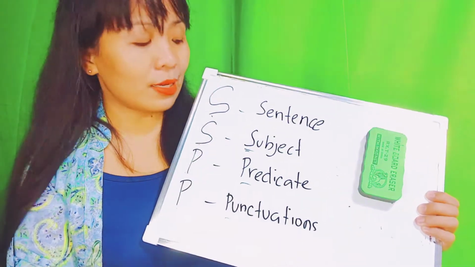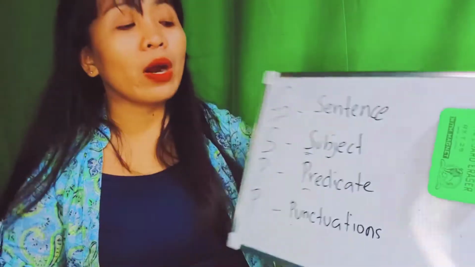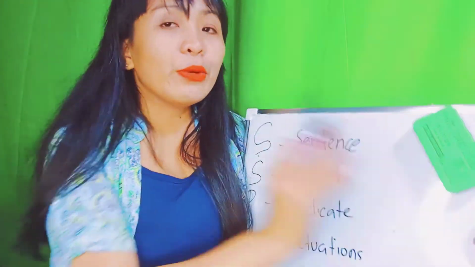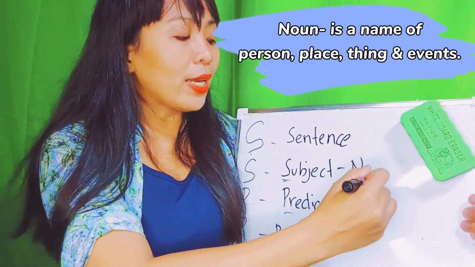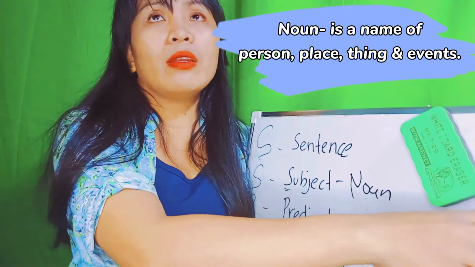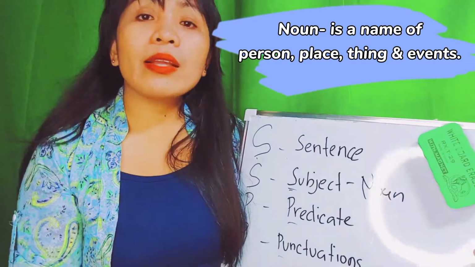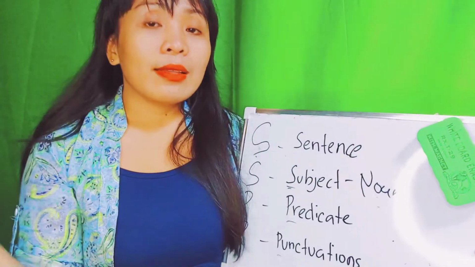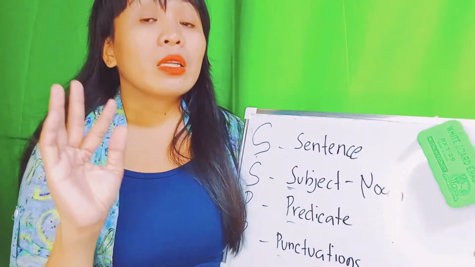parts of a sentence. Now, it is very easy to identify our subject if you are already familiarized with the most common parts of speech, which is nouns. When we say nouns, those are the names of persons, places, things, animals, and events. Take note of those names because we can use them as our subject.